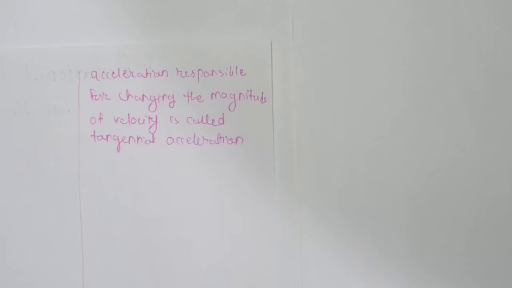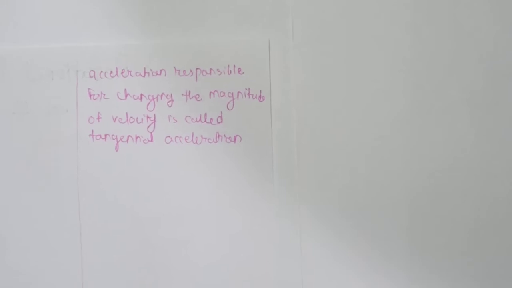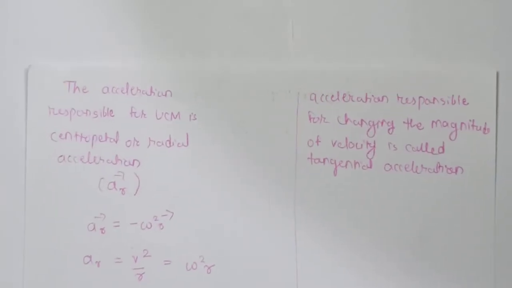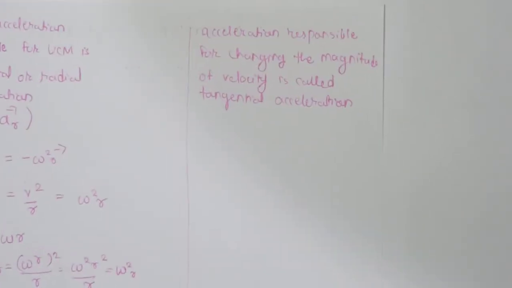The change is only in the magnitude of velocity, and therefore centripetal or radial acceleration is still there, just because there is a change in direction. So the acceleration responsible for changing the magnitude of velocity is called tangential acceleration. Write this down in your notebook: the acceleration responsible for changing the magnitude of velocity is called tangential acceleration, while the acceleration responsible for changing the direction is radial acceleration or centripetal acceleration.